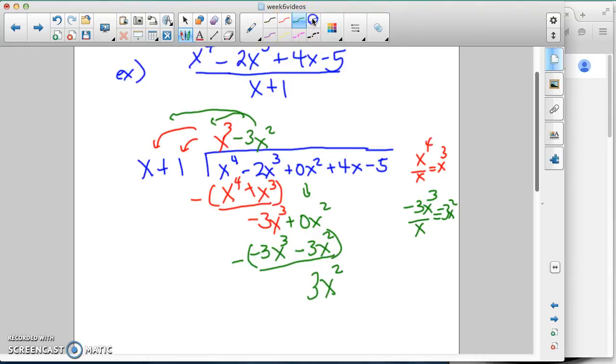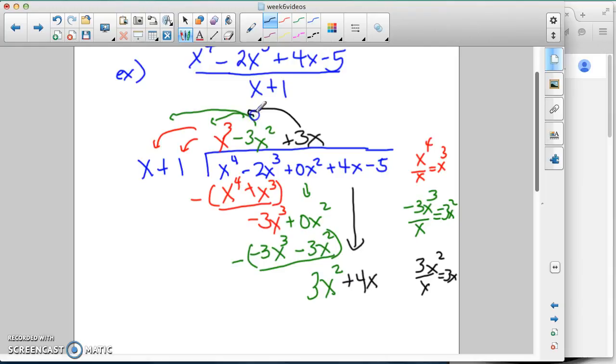We then want to bring down the next term, being 4x, because we have two terms here and we're going to need two terms here. Now if we had three terms here, we'd have to bring down three terms. We have to make sure that every time we have the same number of terms as we have in our divisor, what we're dividing by. All right, so in this case we're taking 3x squared and dividing by x. So I'm going to get 3x for the next term.